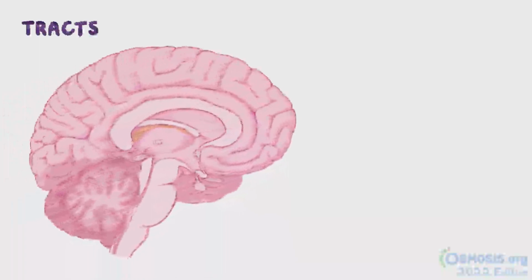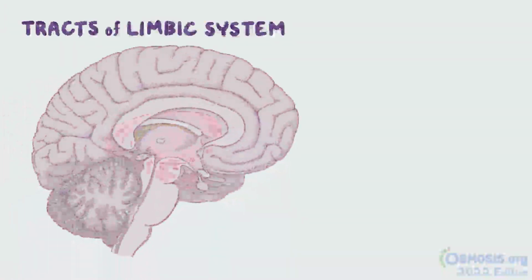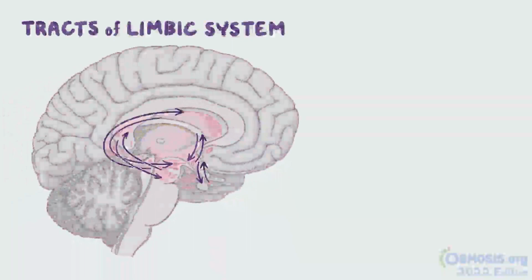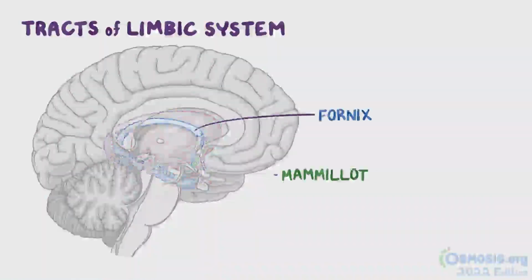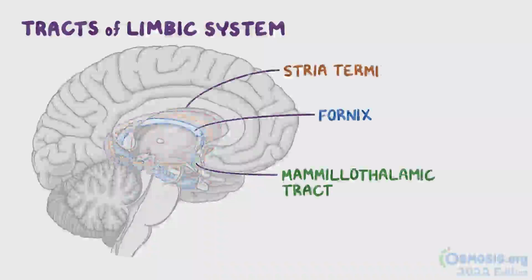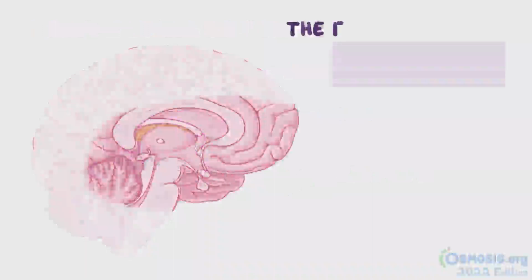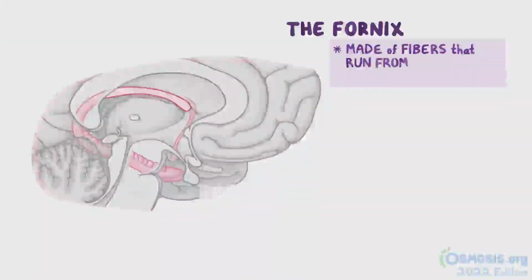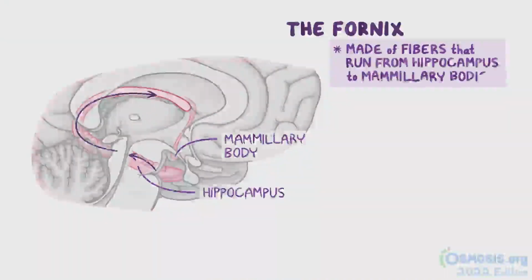Lastly, let's cover a few of the axon tracts that connect the parts of the limbic system and allow for overall communication and function. Although connections are rich and varied, a few of the major tracts include the fornix, the mammillothalamic tract, and the stria terminalis. The fornix is made up of fibers that run from the hippocampus to the mammillary bodies, and it has several parts.